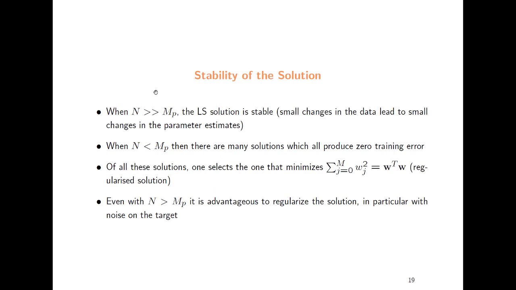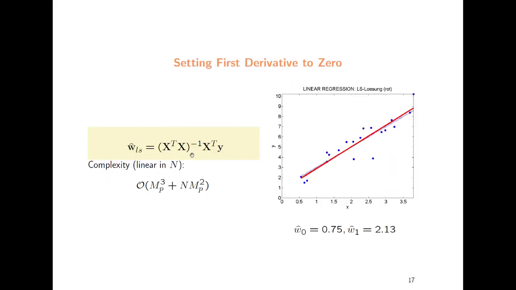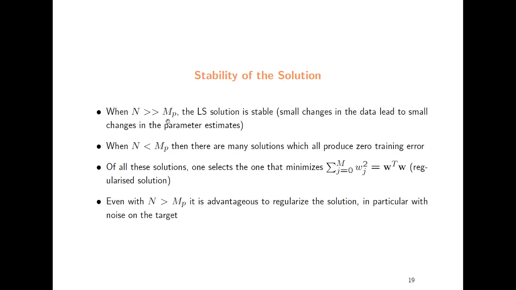One issue is the stability of the solution. If you have a little bit of experience with linear algebra, then you always worry about when you invert something, because this matrix x transpose x might not be invertible, and so it can have 0 solutions, exactly 1 solution, or many solutions. If we have many more data points than parameters, the least squares solution in general is stable, which means small changes in the data lead to small changes in the parameter estimates.